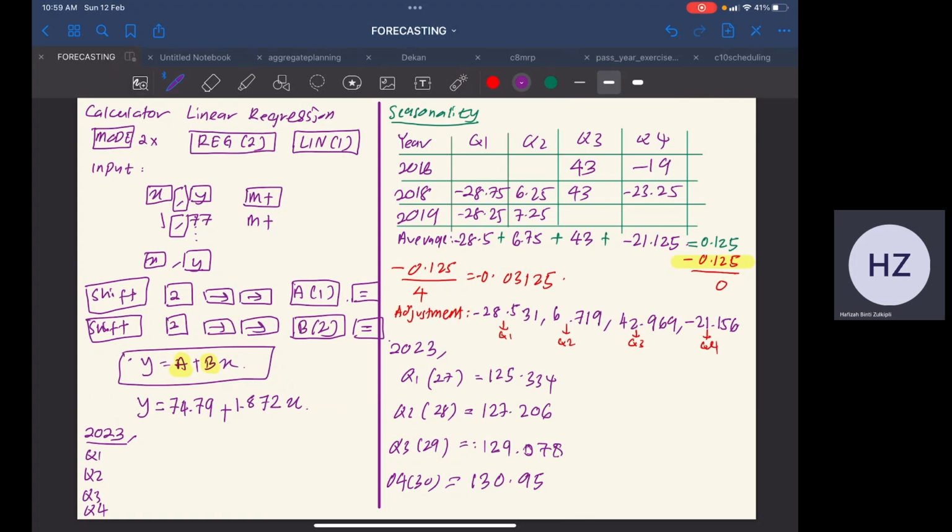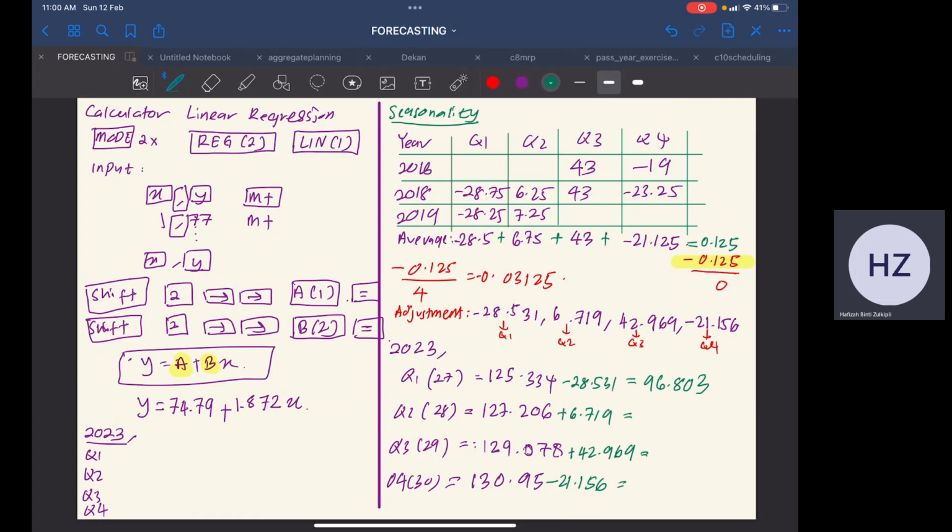Okay, now we need to add the adjustment. The adjustment is minus 28.531. This is plus 6.719. This is plus 42.969. This is minus 21.156. So 125.334 minus 28.531 is 96.803.